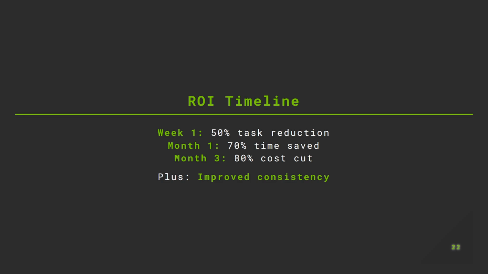The ROI, week 1, you'll cut repetitive tasks in half. By month's end, you're saving 70% of research time. 3 months in, you've cut costs by 80% while actually improving quality.